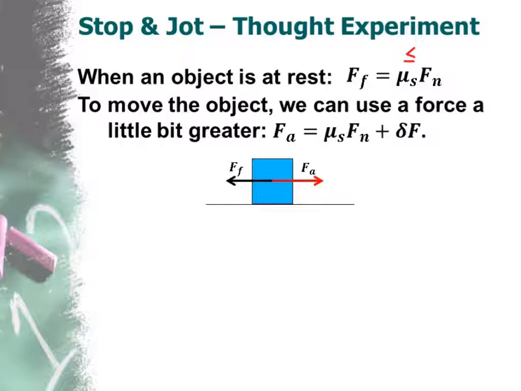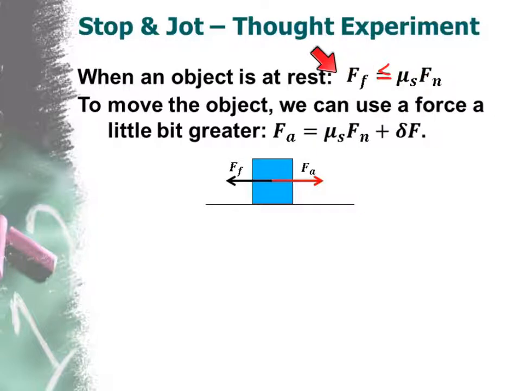So when an object is at rest, we know that the force due to friction has to be less than or equal to, and let me erase this guy right here. It's in the wrong place. We know that it has to be less than or equal to this coefficient of static friction times the normal force. So in order to move an object, I have to use a force that is a little bit greater than this maximum force, mu sub s times the normal force.